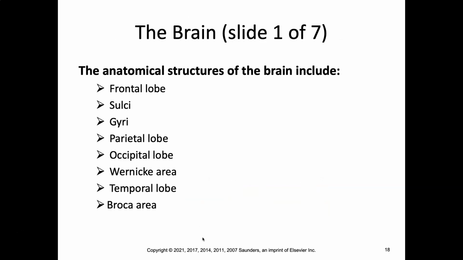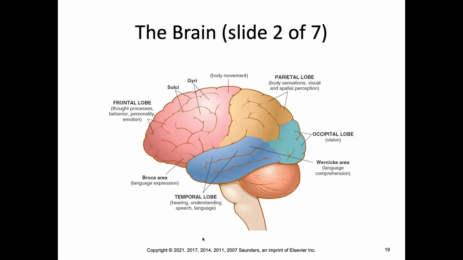So let's dive into the brain. What are the anatomical structures of the brain? It's frontal lobe, the sulci, the gyri, parietal lobe, occipital lobe, Wernicke area, temporal lobe, and Broca area. And this gives you an idea, another visual of where everything is and kind of what it does. What is its function? You have your frontal lobe, parietal lobe, occipital lobe, temporal lobe, and then we will get into the brainstem and all of that later.